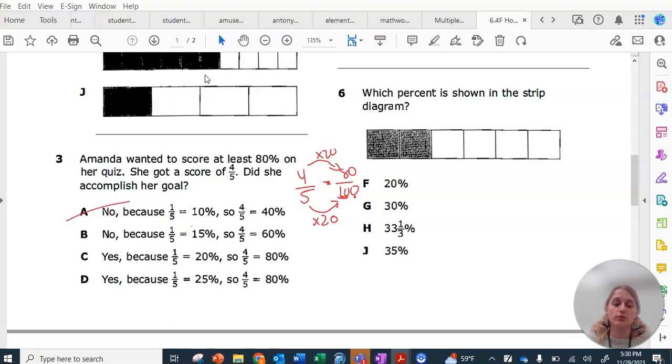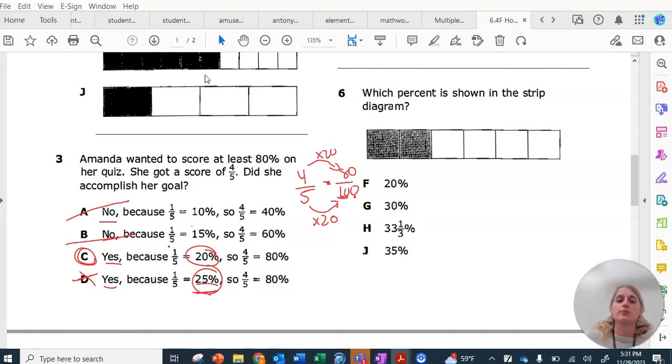Which means that I am not even going to read the full sentence for A because it says no, she didn't meet her goal. And I know that's not true. Same for B. No, that's not true. Yes and yes. Because 1/5 is 20%, so 4/5 is 80. Or because 1/5 is 25%, so 4/5 is 80. Well, you can skip count by these 20s or these 25s. You skip count 4 of them each. So if I start with the 25, 25, 50, 75, 100, ooh, that's not the same as 80. So D is out and we're picking C because 20, 40, 60, 80, 4 of them does make 80%.